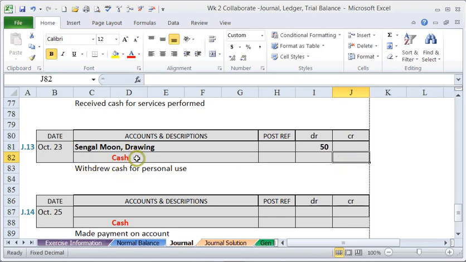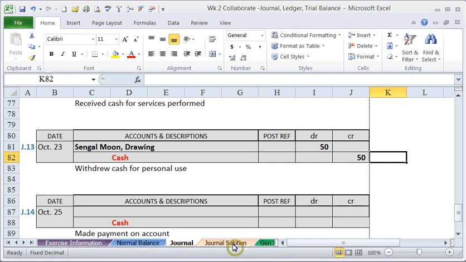Since he withdrew this cash from the business, and he probably just wrote himself a check, we're going to take that $50 out of his cash account and reduce the balance in cash with a credit. Remember, we increase cash with a debit, but we decrease cash with a credit.